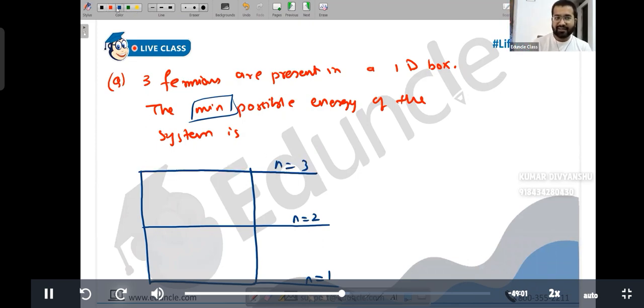You can keep on writing n equals 1, n equals 2, n equals 3. It doesn't matter. But minimum means you have to start from the ground. At one time, I can have a maximum of 2 electrons. I can have 2 fermions. I cannot have the third fermion, so the third has to go here.